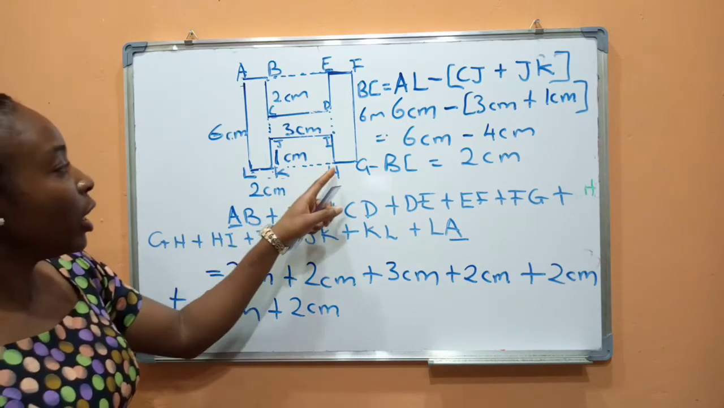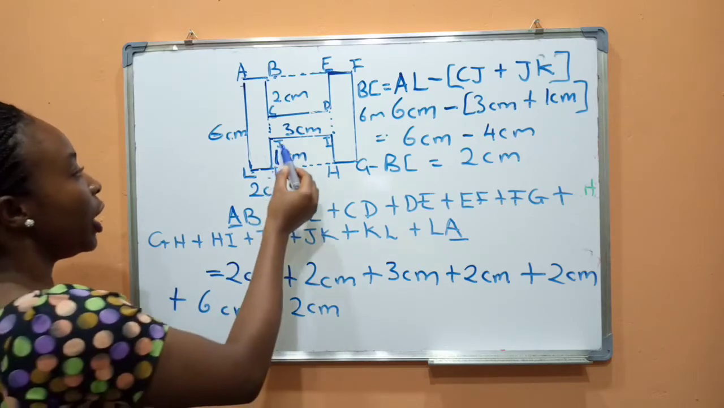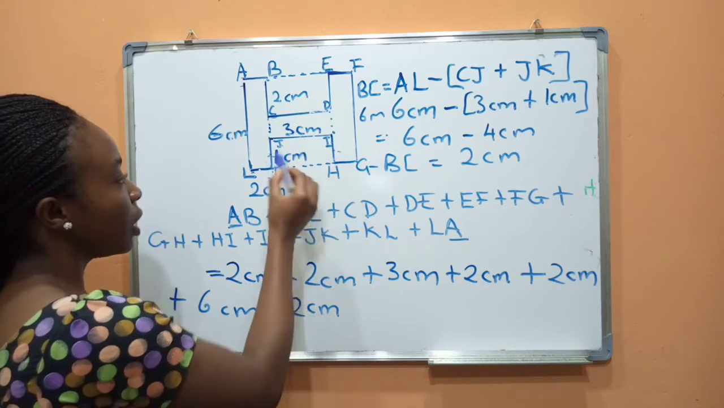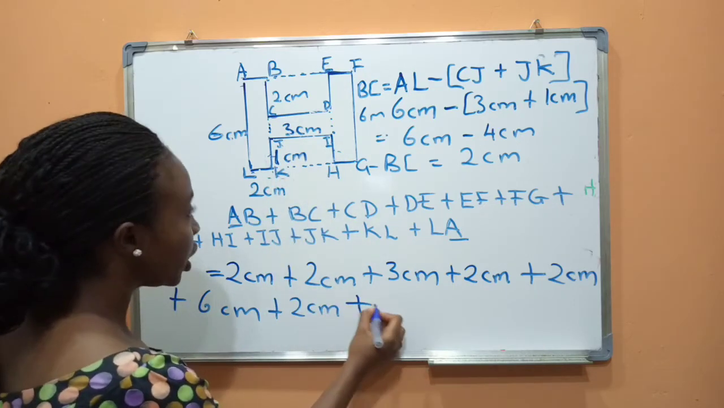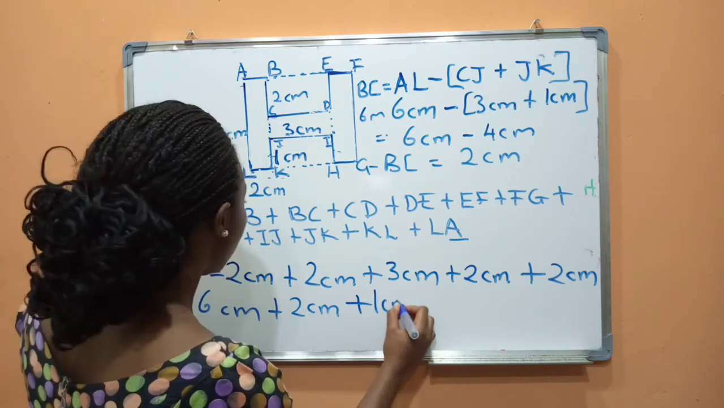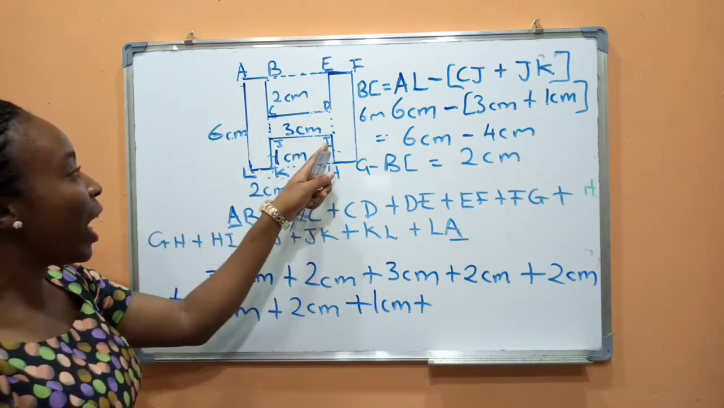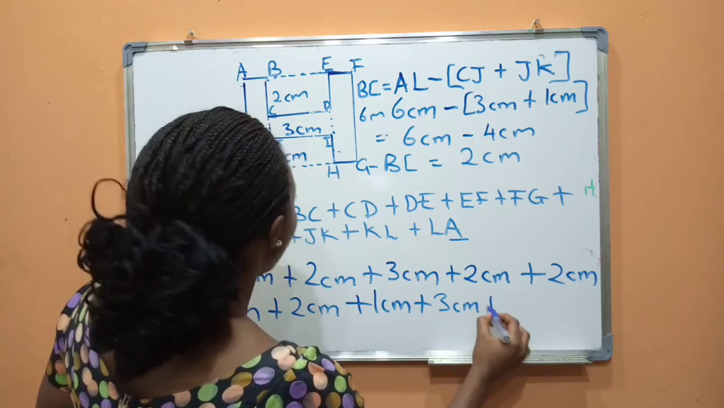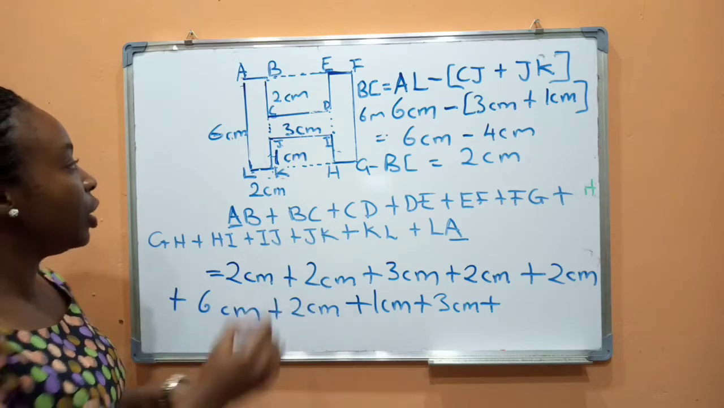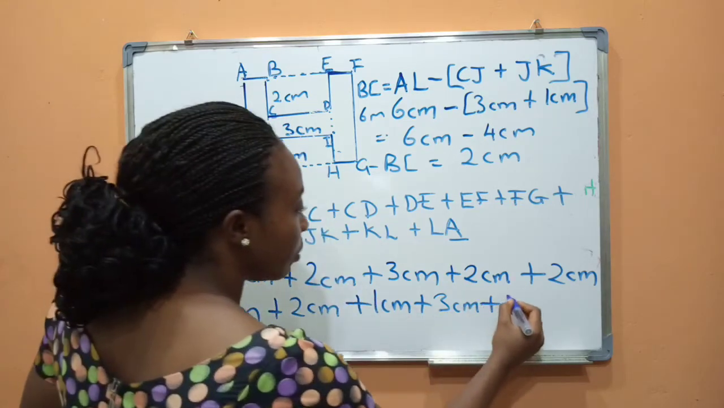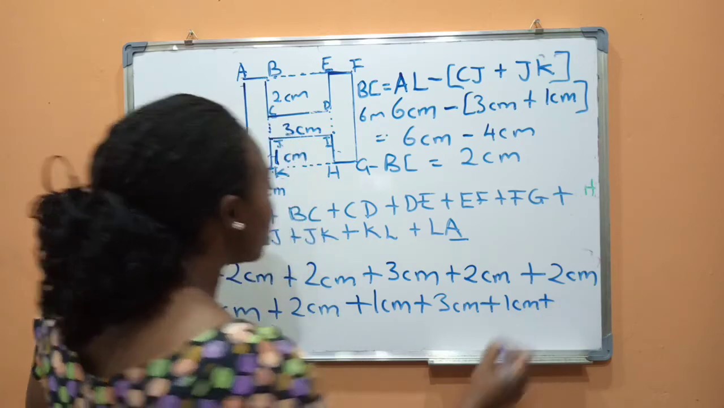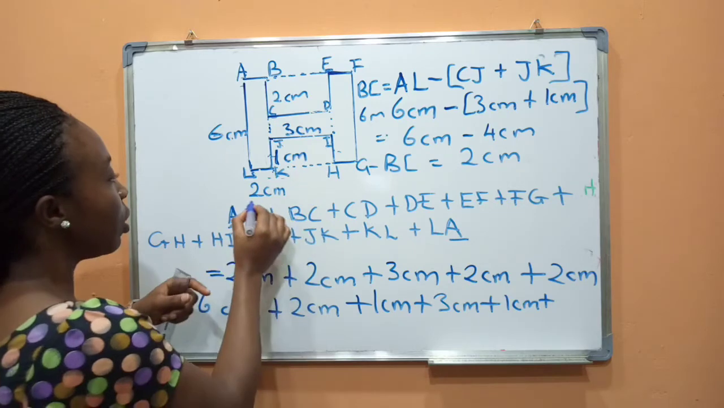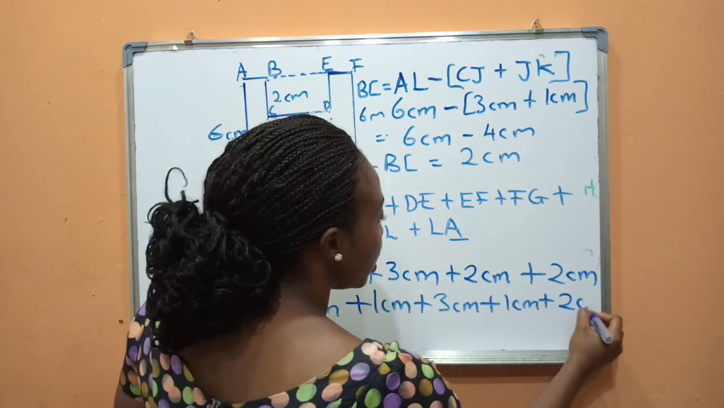And then we have HI. Now, JK is equal to HI. Opposite sides of a rectangle are equal. So HI is going to give us 1 centimeter plus, how about IJ? IJ is 3 centimeters, plus, how about JK? JK, we already know is 1 centimeter, plus, what about KL? KL is 2 centimeters, already stated here, so we write 2 centimeters.